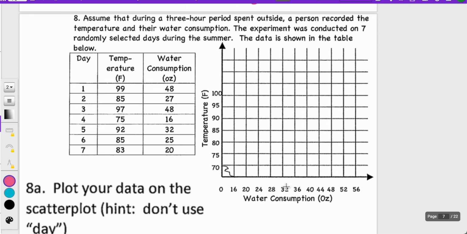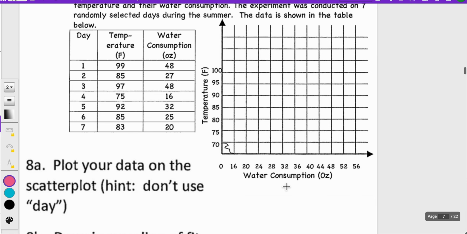Next up, assume a 3-hour period was spent outside. A person recorded the temperature and their water consumption. This experiment was conducted on 7 randomly selected days during the summer, and the data is shown in the table. So we're going to do water consumption to temperature. So just be cautious. Water consumption is here, X, temperature is Y. So here we go. Plot your data on the scatter plot.